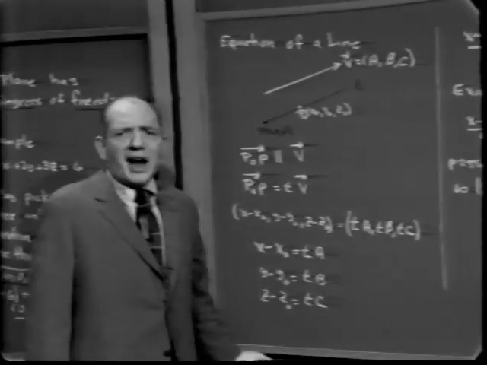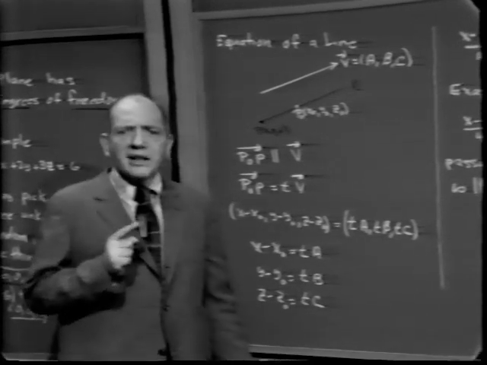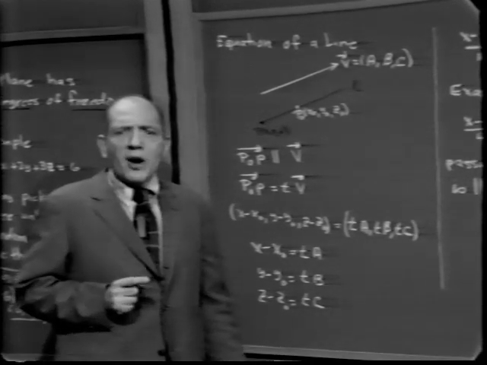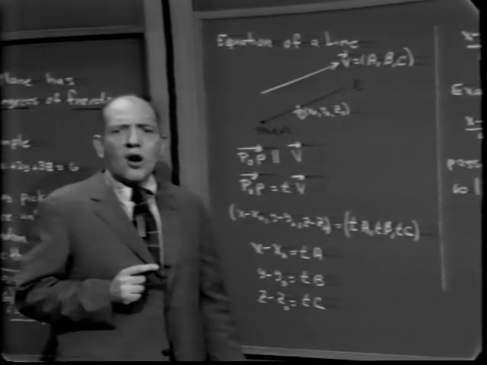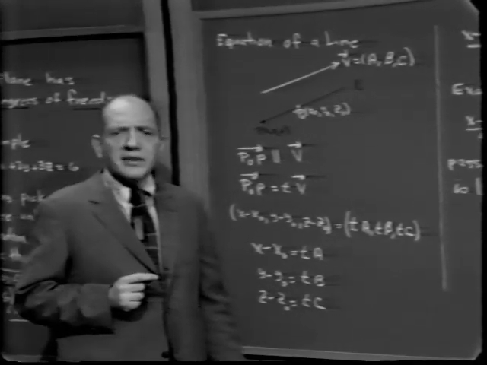How do we determine a line? In two-dimensional space, we said we needed to know a point on the line and the slope. And another way of saying that is we need to know a point on the line, and we would like to know a line parallel to the given line.